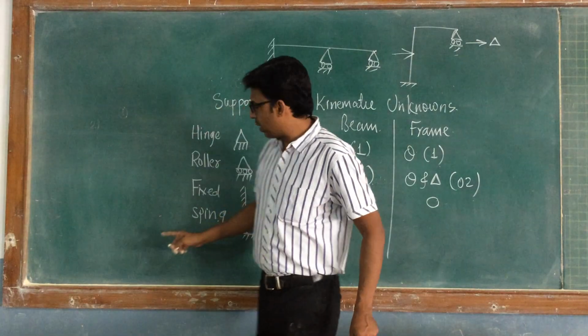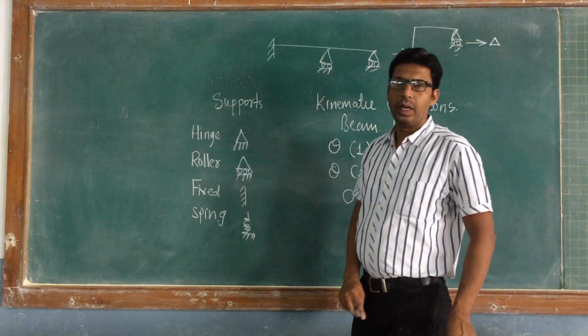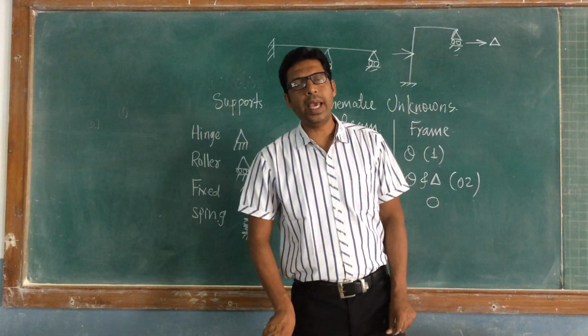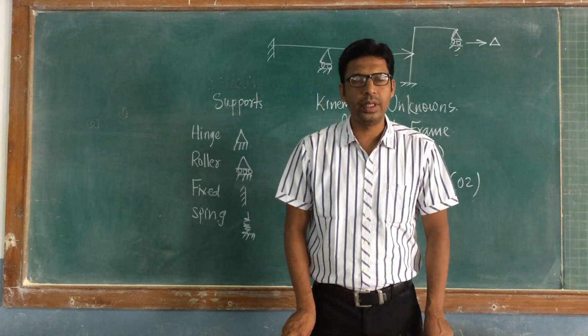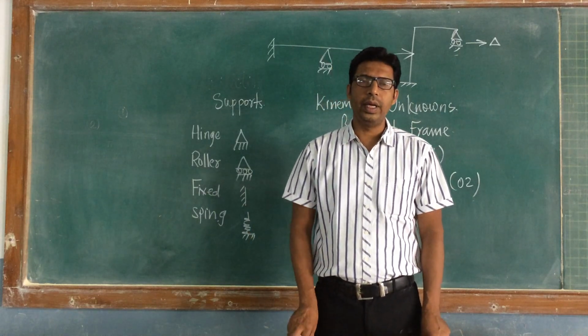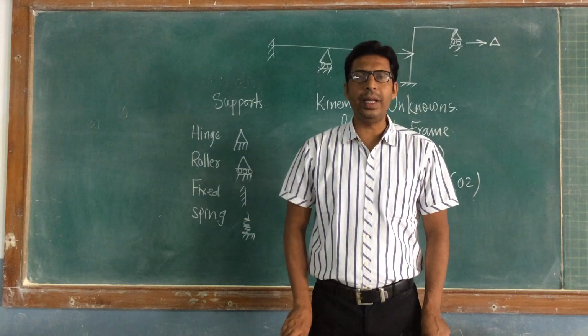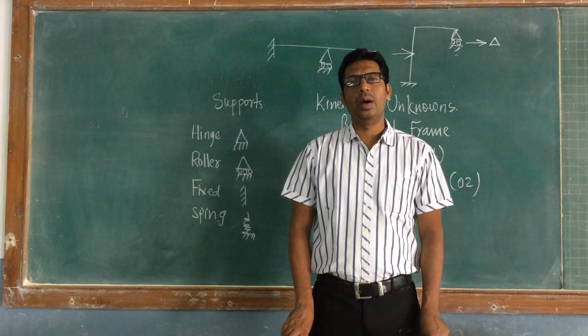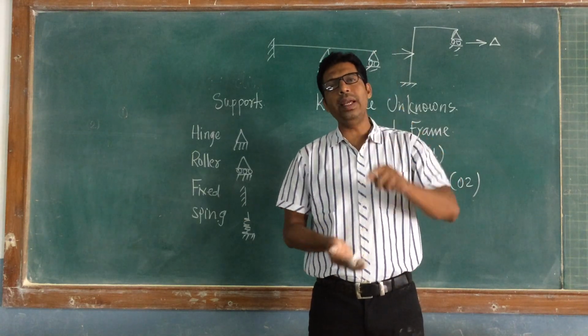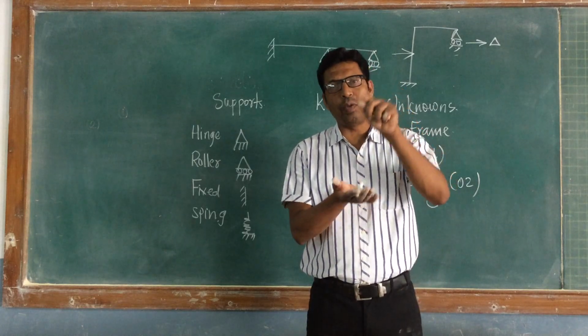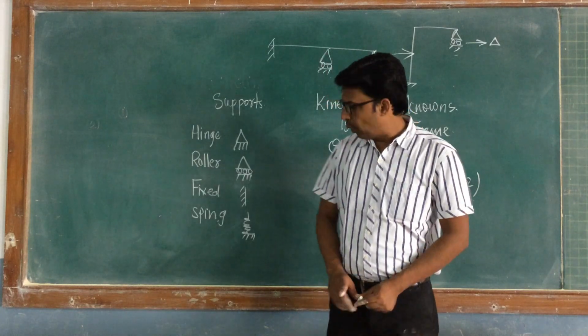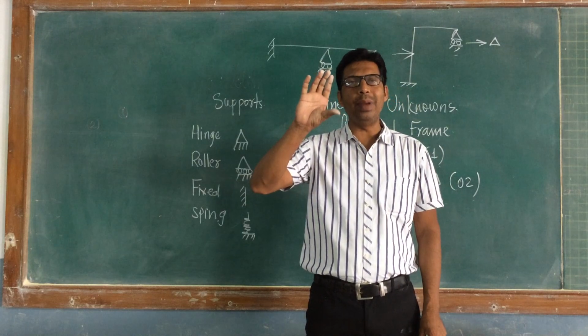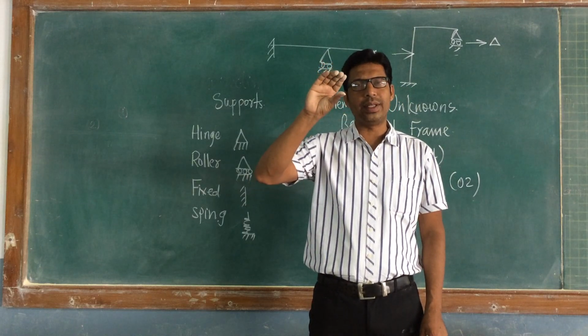Fourth one is a spring support. Spring support behaves like a simple support. Simple means hinge. It behaves like a simple hinge support. But since a spring has the ability to deform, if a vertical spring is provided at a beam, it will compress.